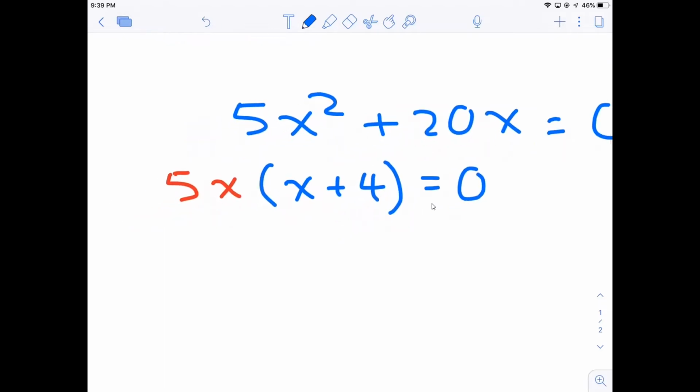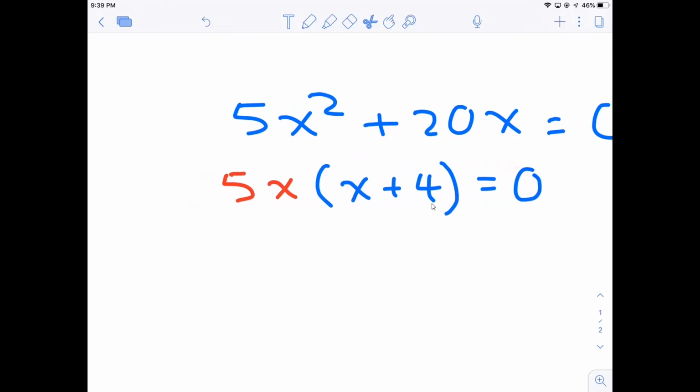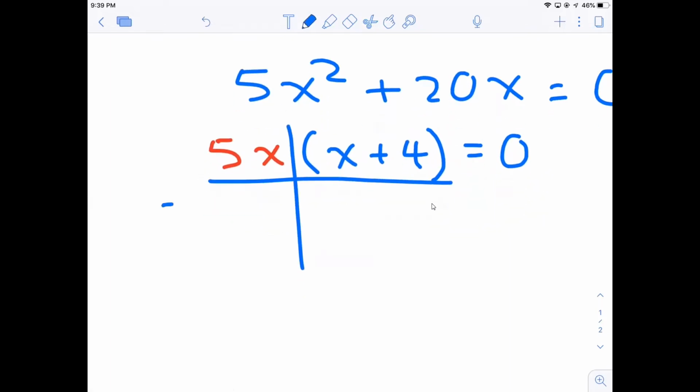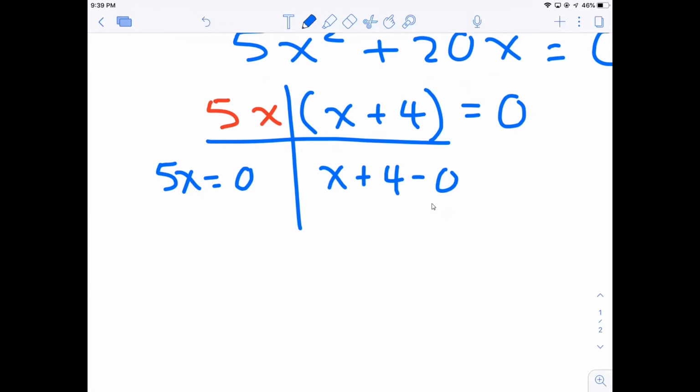Now that it is the product of two different factors, we can use the zero product property and tee it off, and we get 5x equals 0 and x plus 4 equals 0. And solving, it looks like we get two solutions, x equals 0 and x equals negative 4.